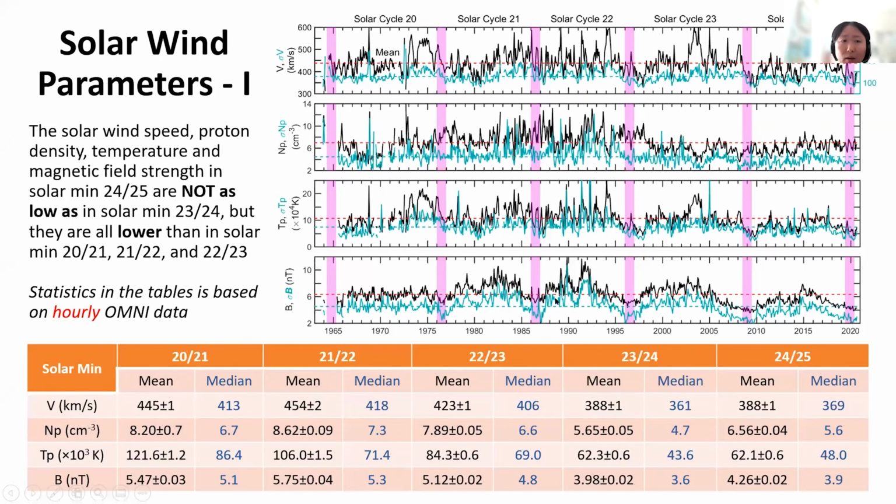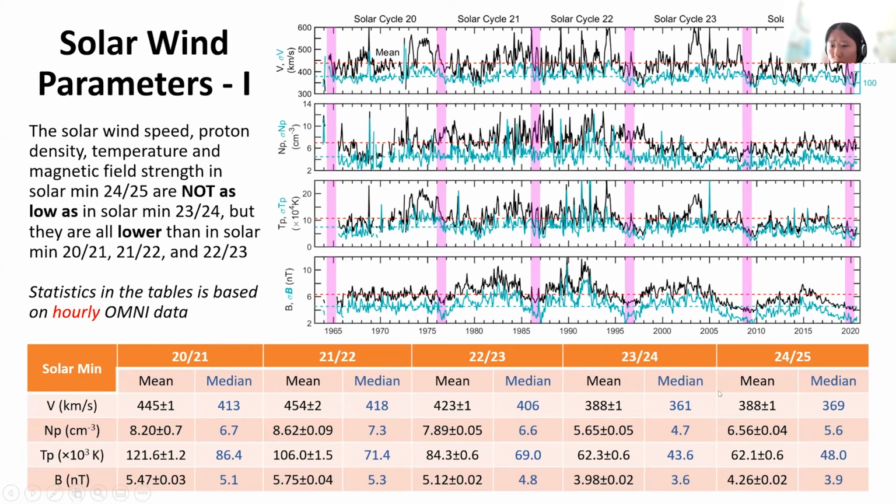Okay, so now I will talk about the solar wind parameters. Here shows the solar wind speed, proton number density, proton temperature, magnetic field, and their standard deviation. This is from the OMNI data. What I plotted here is 27 days, but for the statistics, I actually used the hourly data.